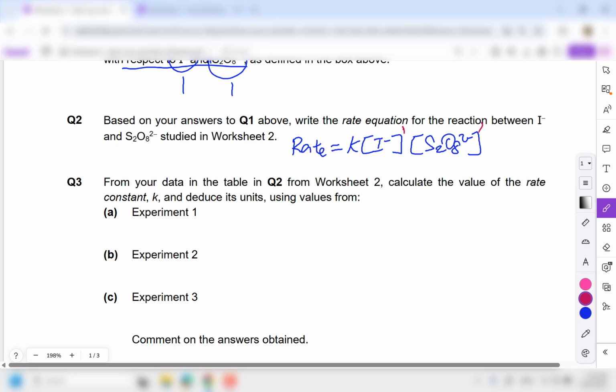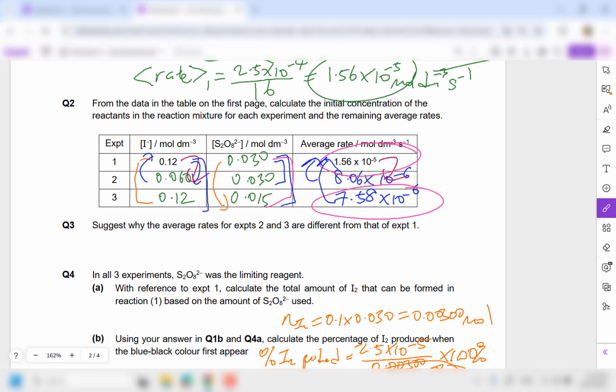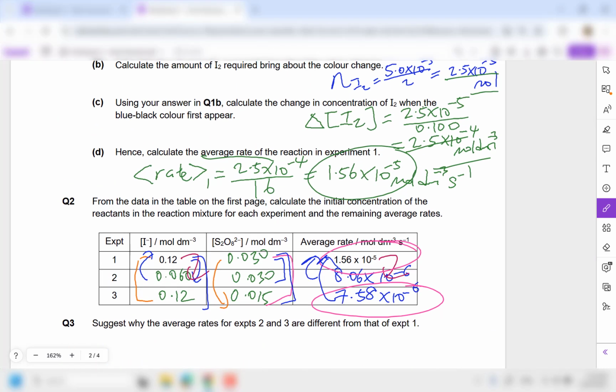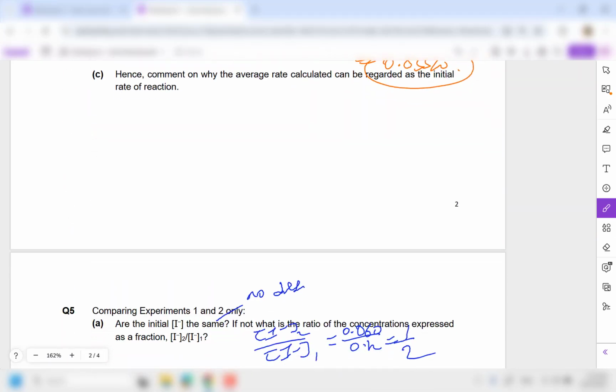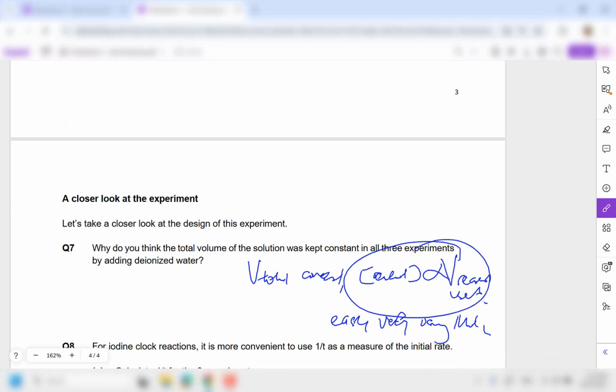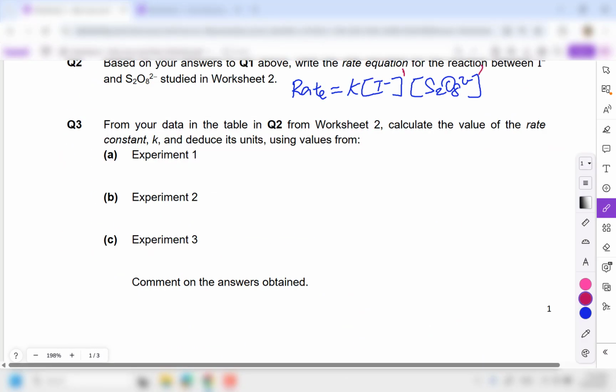Then from your data in the table in question 2, from worksheet 2. Table 2 from worksheet 2, I think should be this particular table. Calculate the value of the rate constant K, and deduce its units using values from experiment 1.